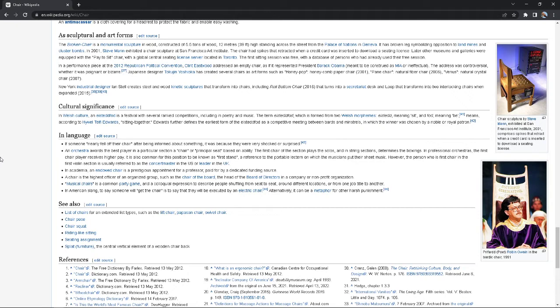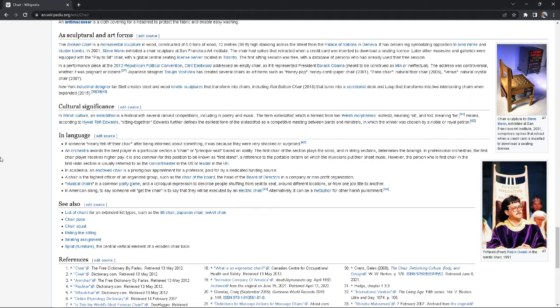Japanese designer Kazuhiko Yoshioka has created several chairs as art forms such as Honey Pop, Honeycomb Paper Chair, Pane Chair, Natural Fiber Chair, 2006, Venus Natural Crystal Chair, 2007. New York industrial designer Ian Stell creates steel and wood kinetic sculptures that transform into chairs, including World Bottom Chair, 2016, that turns into a secretary desk, and Loop, that transforms into two interlocking chairs when expanded, 2015.